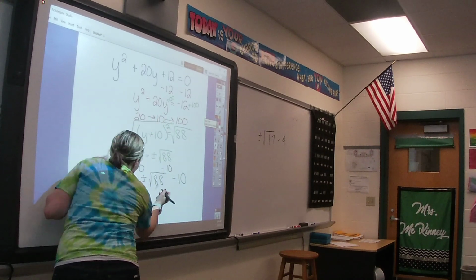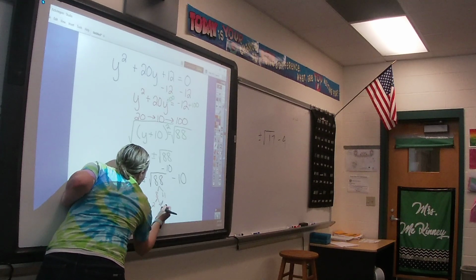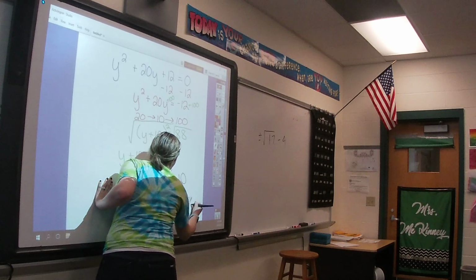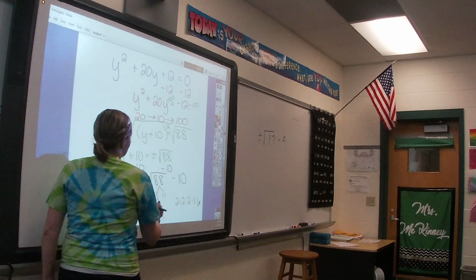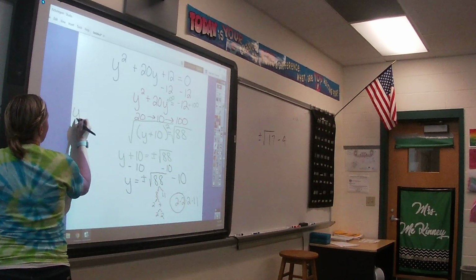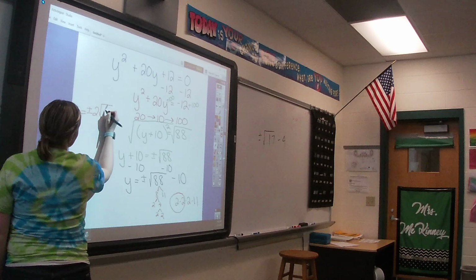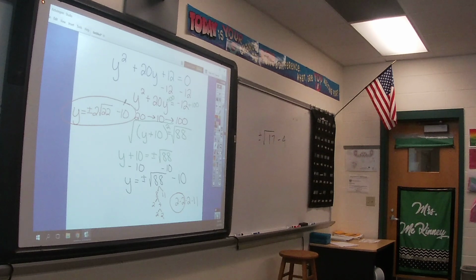So what does 88 split into? 11 and 8. 2 and 4. 2 and 2. So let's see, 2, 2, 2, 11. So we have a pair of 2's. So y equals plus or minus 2 square root 22 minus 10. That's what we have to have as our answer.